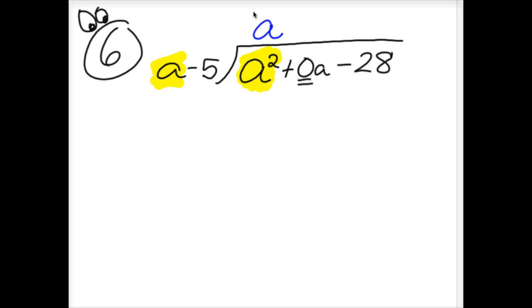I'm going to go a little faster now. What do I do with that a? I dump it right back into both of them. A times a is a squared. There will always be a match there. A times minus 5 is minus 5a.